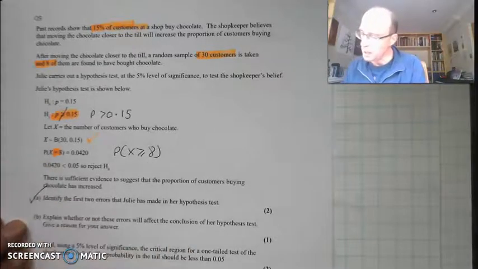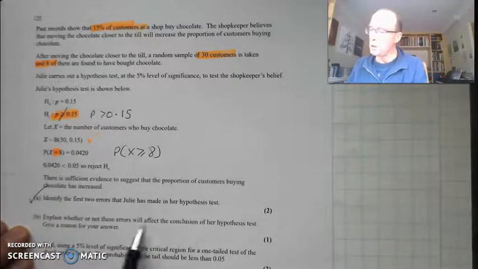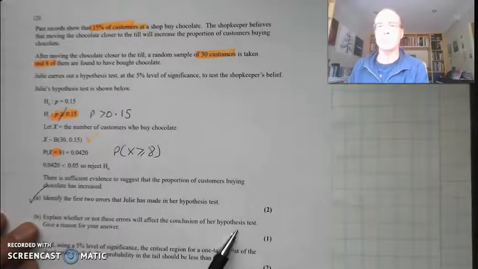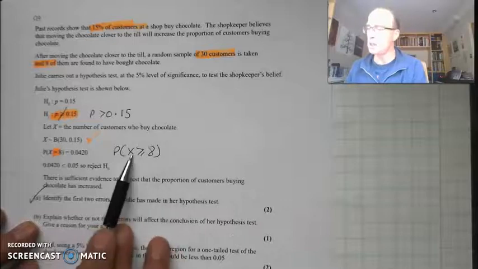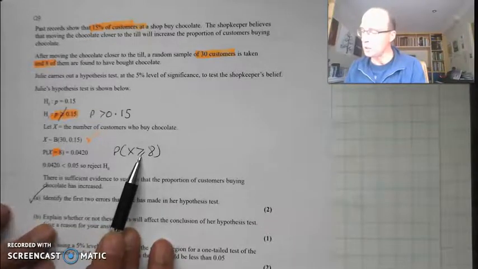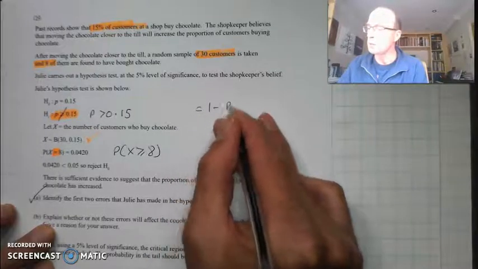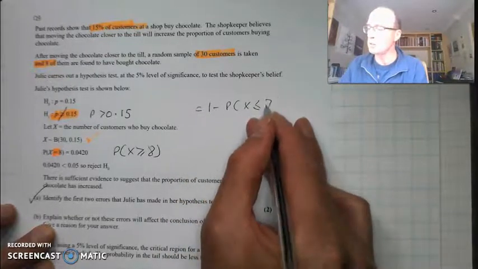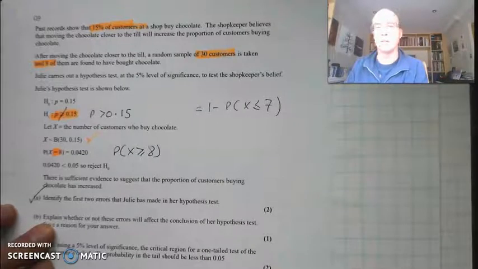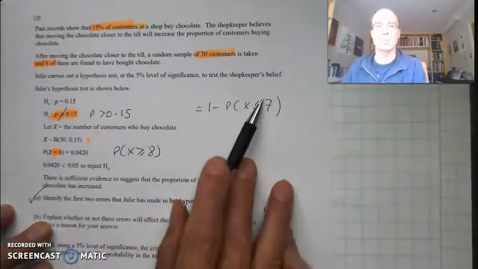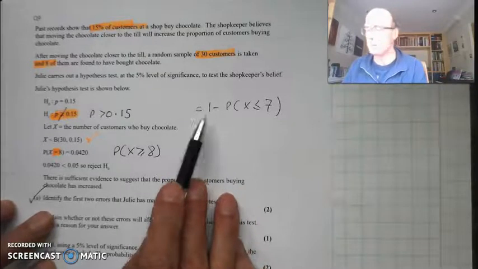So that's part A. Part B, explain whether or not these errors impacted her conclusion that she was able to reject the null hypothesis. So the probability that X is greater than or equal to 8, we know that's the same as 1 minus the probability that X is less than or equal to 7. Bigger than or equal to 8, less than or equal to 7, no overlap, so they must add up to 1.